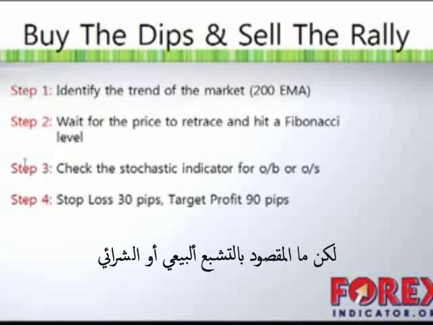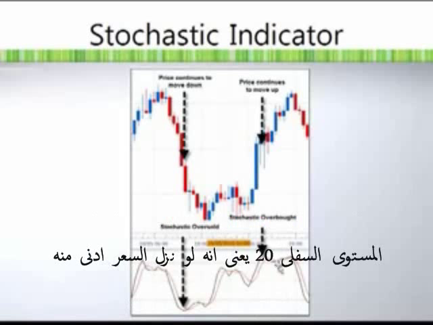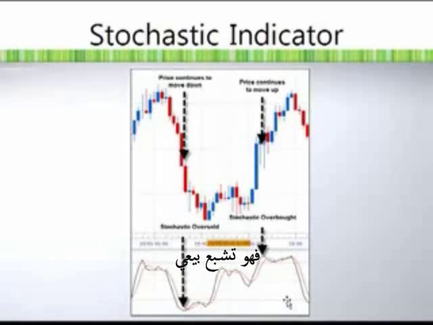So what do I mean by overbought or oversold? Let's take a look here. You can see the stochastic indicator comes with a 20 and 80 line. The 20 level means that anything lower than that is a sign of oversold.